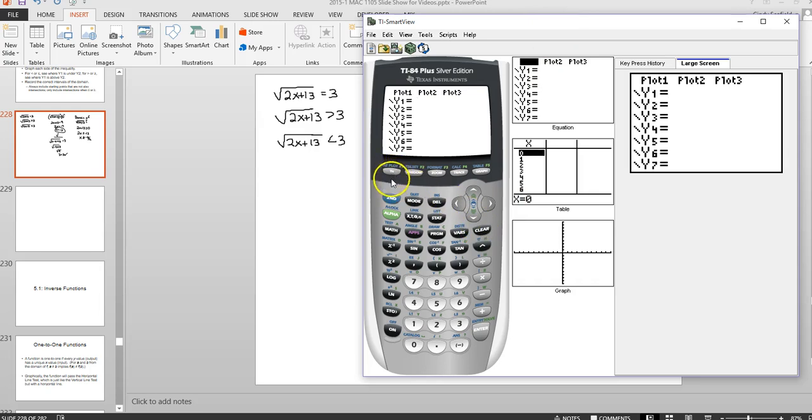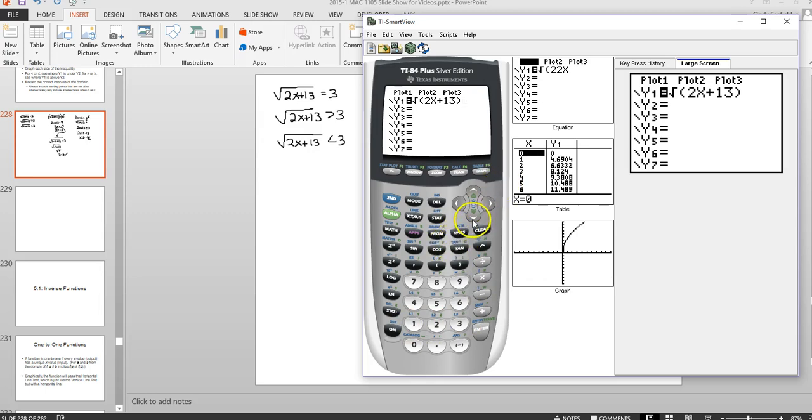But anyways, okay, I'm at the y equals menu. I'm going to put square root of 2x plus 13 in. Ooh, I'm also having trouble with my computer lately where it'll click things that I haven't clicked on. It's been a real problem. I'm not sure why it's doing that.